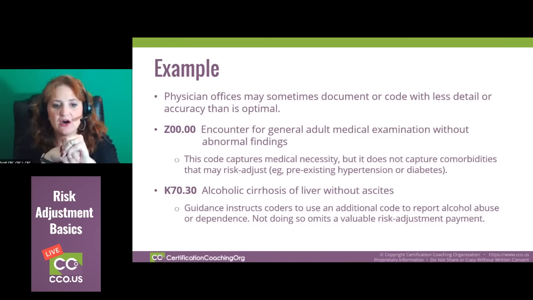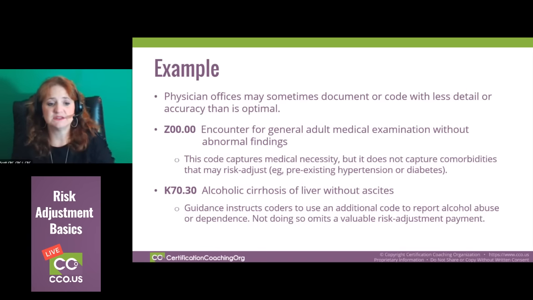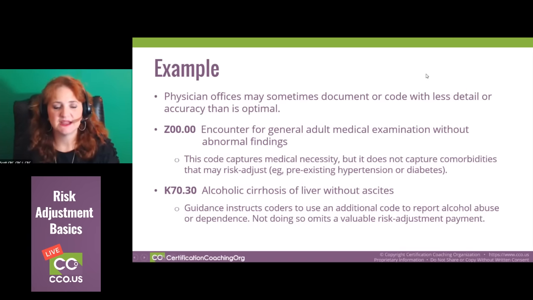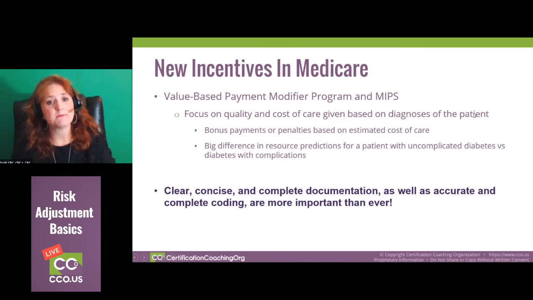Okay, now let's look at a code of K70.30, and you think, okay, we got something here. We have alcoholic cirrhosis of the liver without ascites. Okay, that's fine. You think I can capture that? Yes, cirrhosis of the liver does risk adjustment. However, so does the alcohol abuse and dependence on the alcohol. It's not going to change the value of the risk adjustment payment. Okay, but we need to be aware of that for statistical purposes. So again, you have to be able to capture all of the codes that are pertinent for that patient.